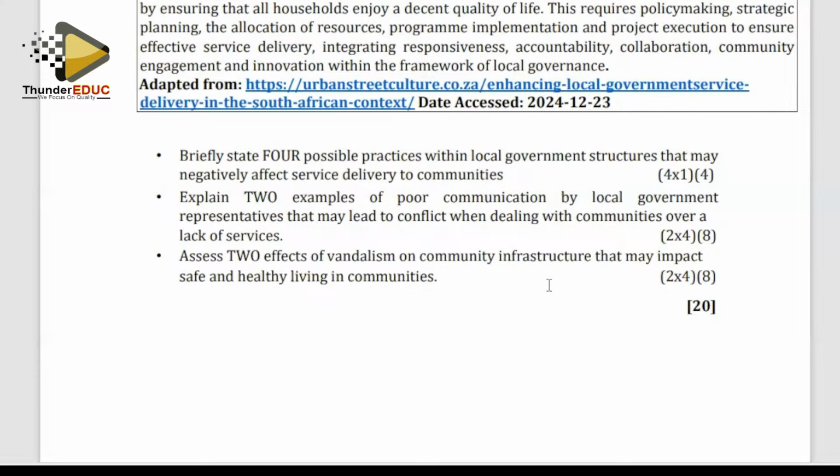So the first thing which I would want to talk about is poor communication. Most local government officials have poor communication strategies. Poor communication, where leaders fail to effectively communicate what they want to do for the community, which results in misunderstanding. So poor communication by leaders.